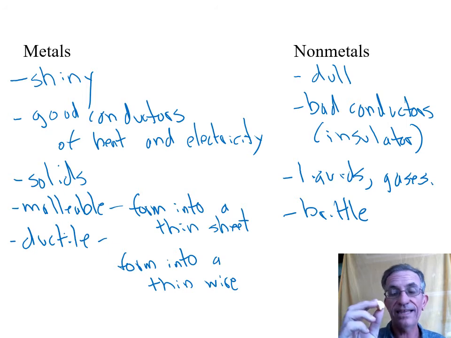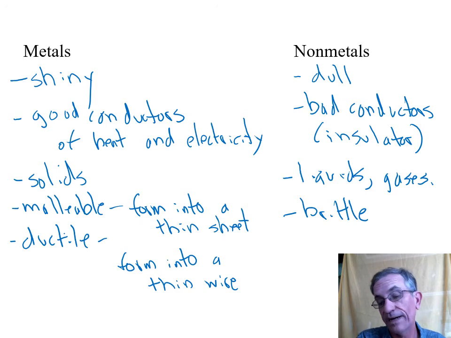All right, so that's what I mean by brittle: if you pull on them, they break up. If you hit them, they break up. They're brittle. Metals don't do that. You pull on them, they'll turn into a wire. You hit them with a hammer or something, they'll flatten out and you'll get a thin sheet, okay? So that's a little bit about the difference.